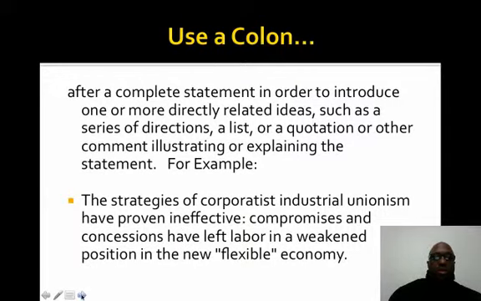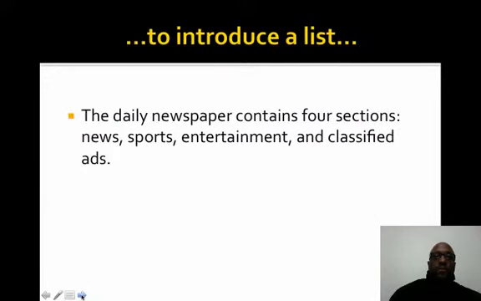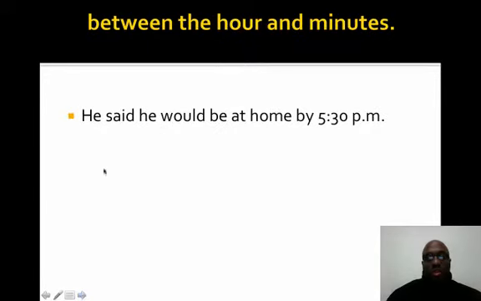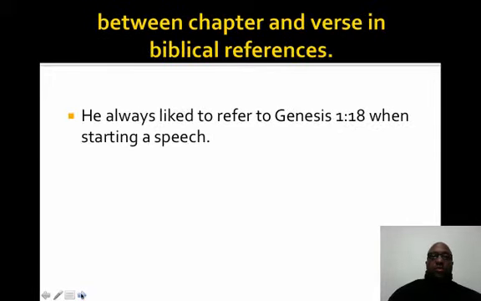All right, so let's look at another one. It can also be used to introduce a list. The daily newspaper contains 4 sections: news, sports, entertainment, and classified ads. And it can also be used, as we already know, between the hours and minutes, so you have a colon there. Pretty simple and straightforward. It also can be used between chapters and verses in biblical references. He always liked to refer to Genesis chapter 1, verse 18 when starting a speech.